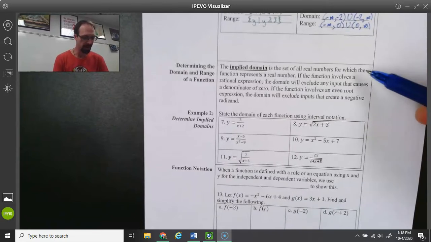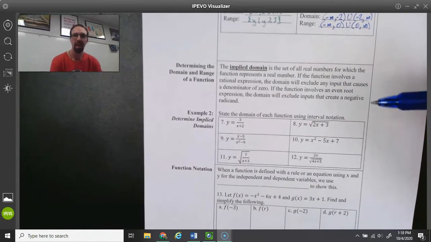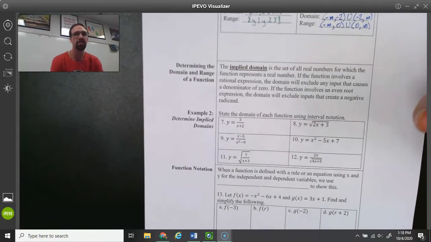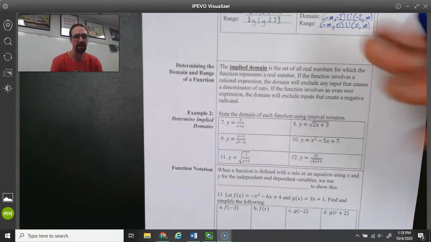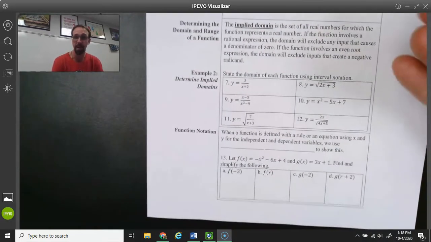So really, you always assume that you're going to be using all real numbers. However, if you have a rational expression that gives you a 0 in the denominator, or if you have an even root expression, then you don't want to have a negative radicand. So what we want to do is look at this and say, okay, what's going to be the actual domain of this?